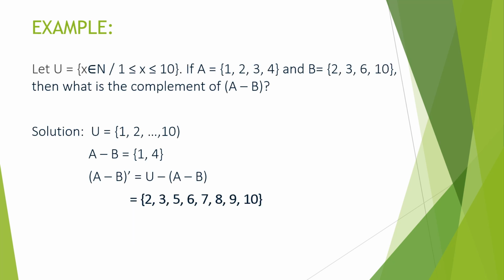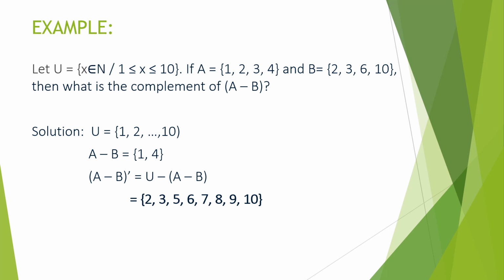Next example. Let the universal set be the set of all natural numbers such that they are between 1 and 10, 1 and 10 included. If A has elements 1, 2, 3, 4, B has elements 2, 3, 6 and 10, what is the complement of A minus B?